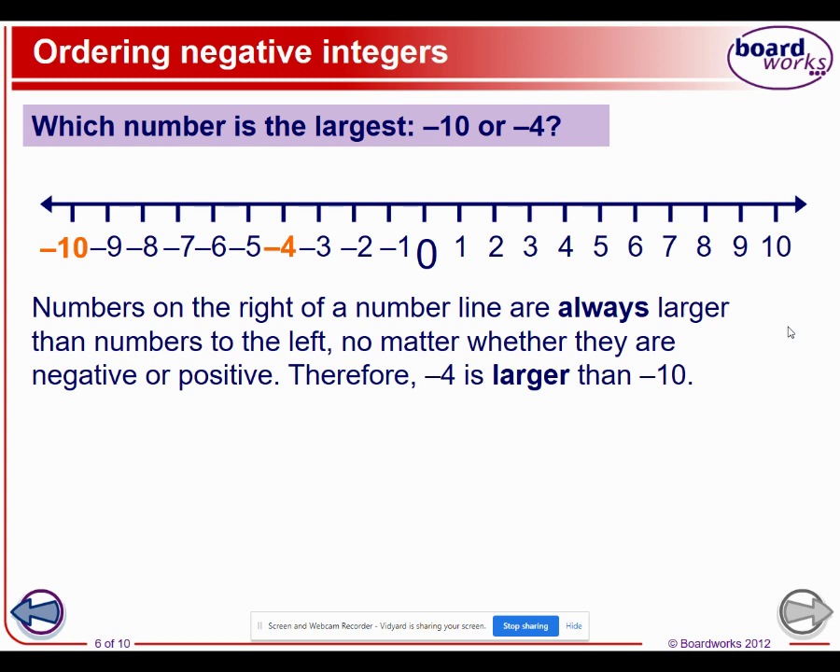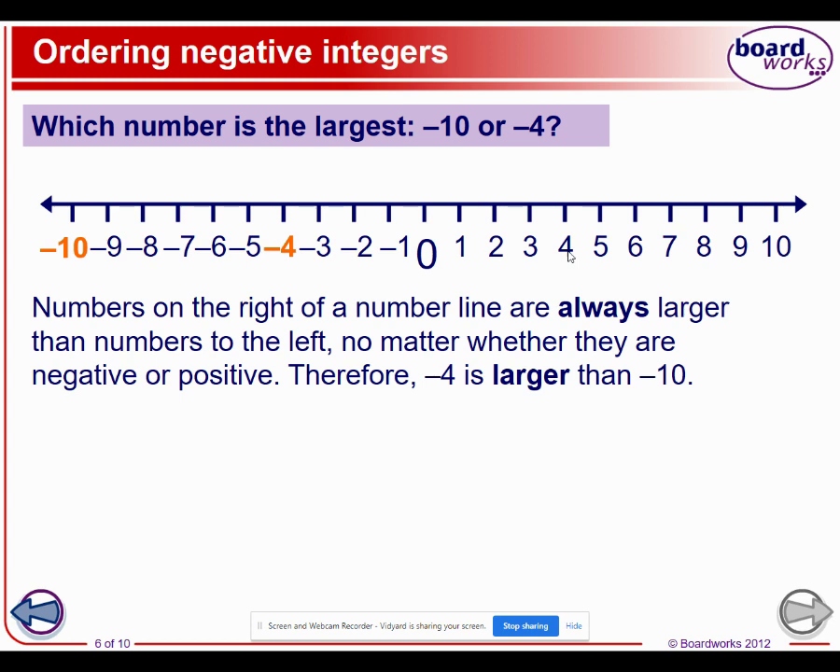That can be a little bit confusing at first because you're used to seeing 10 and you're thinking, well, 10 is bigger than 4, which is true. But that's positive 10 is bigger than positive 4. If you think about temperature, negative 4 degrees and negative 10 degrees, which one is colder? Well, negative 10 degrees is colder.